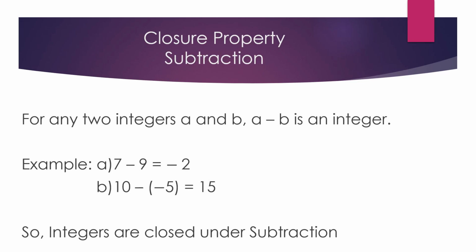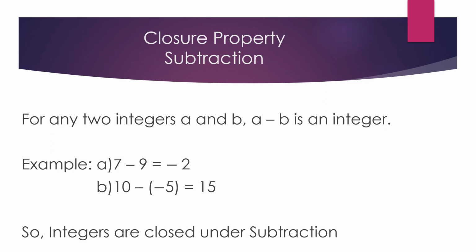Closure property of subtraction. For any two integers a and b, a minus b is an integer. It means that when we subtract two integers, we always get the result as an integer. Now let us look into the examples.